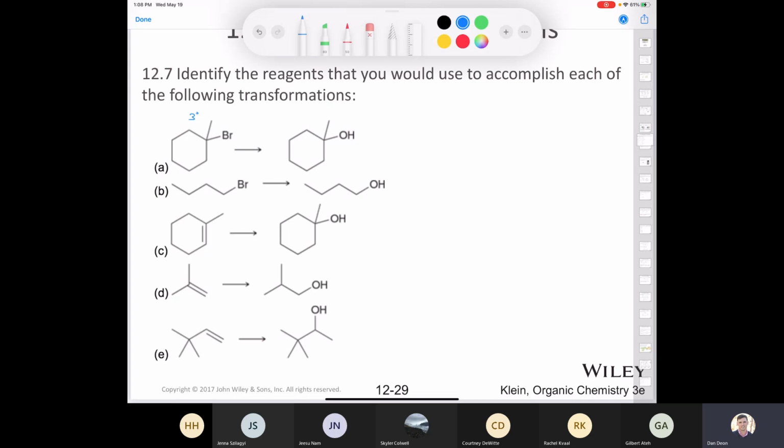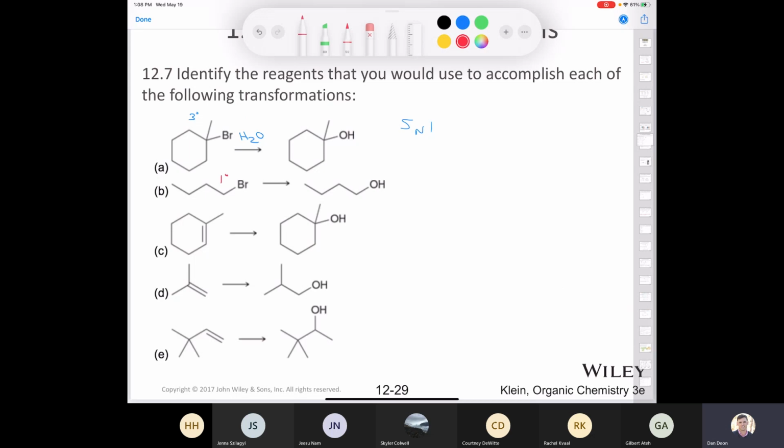So all we need to do is put it in a polar protic solvent like water. That's going to cause the leaving group to leave. It's going to generate a tertiary carbocation, then water will come in as a nucleophile, and then it will undergo deprotonation to form the alcohol. Again, that's just an SN1 reaction. So again, this is a review.